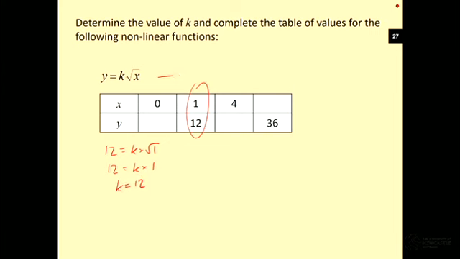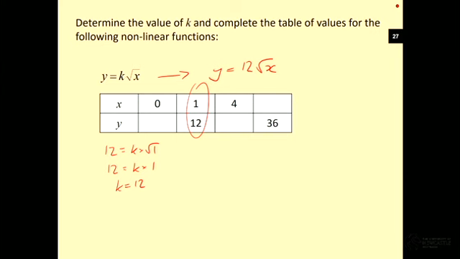So my formula is actually Y equals 12 root X. So again, just plug in. This says, what about when X equals 0? I'll chuck it in. When X equals 4, I'll chuck it in. What about when Y equals 36? Oh, I'll do a bit of algebra to be careful.